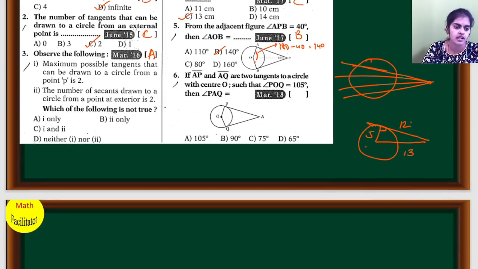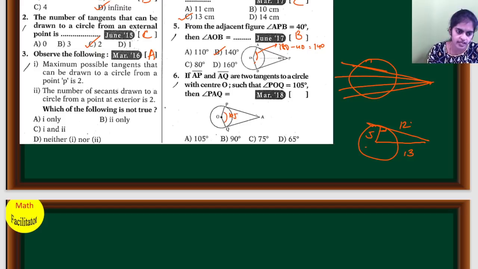Please check it out. AP and AQ are two tangents to a circle with center O such that angle POQ is 105. This is 105. So what about this angle now? This will be 180 minus 105. So what is the answer? They are asking for angle PAQ. So 180 minus 105, you will get it as 75.